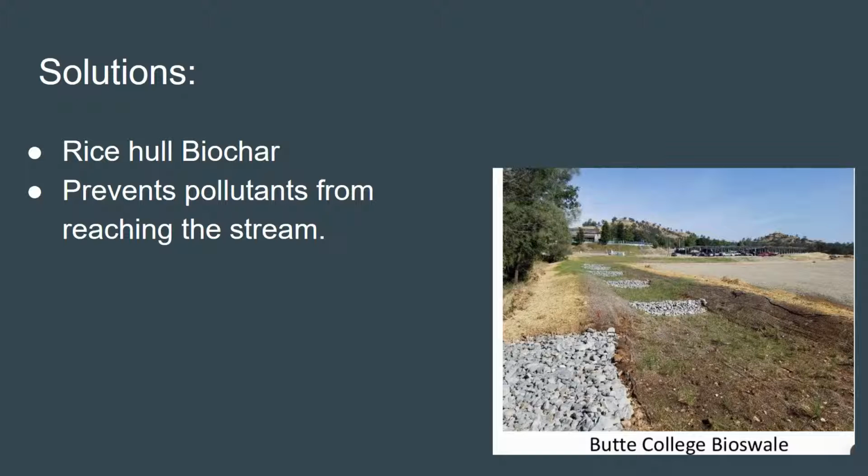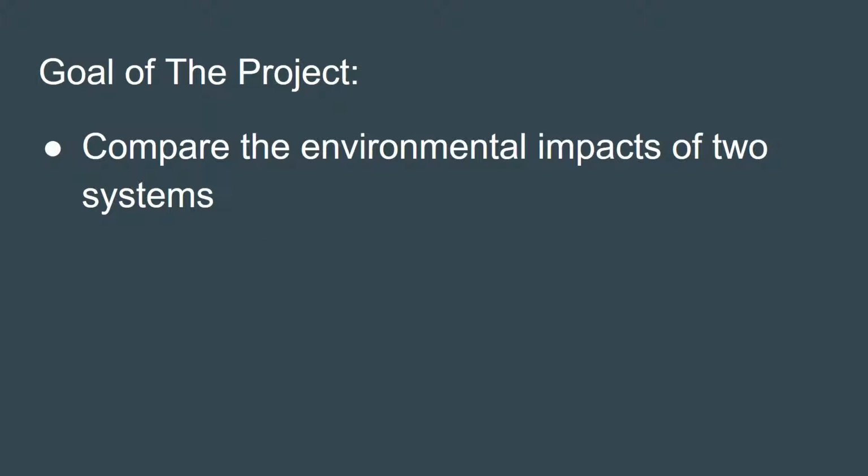Our solution is to add a rice hull biochar to the bioswale, hopefully preventing pollutants from reaching the stream. Some of these pollutants that we can help reach the stream are dissolved organic carbon, phosphate, nitrate, and metals such as lead, zinc, and chromium. The goal of our project is to compare the environmental impacts of two systems, one being the existing system of the bioswale, and the second being our proposed system with the rice hull biochar additive.